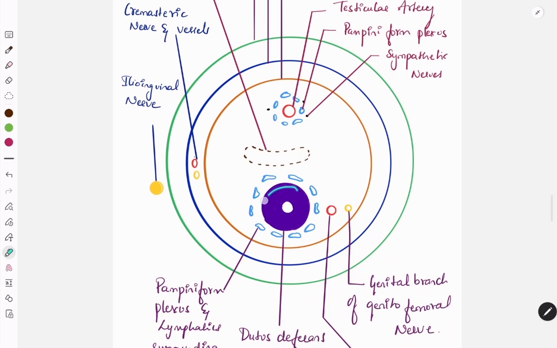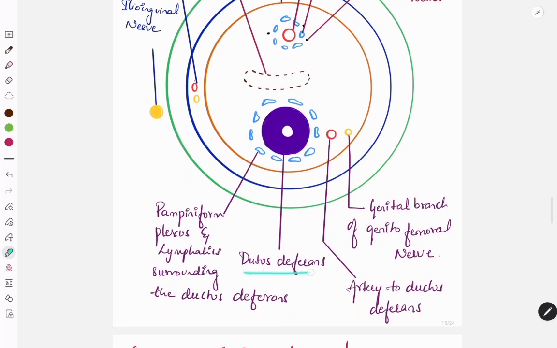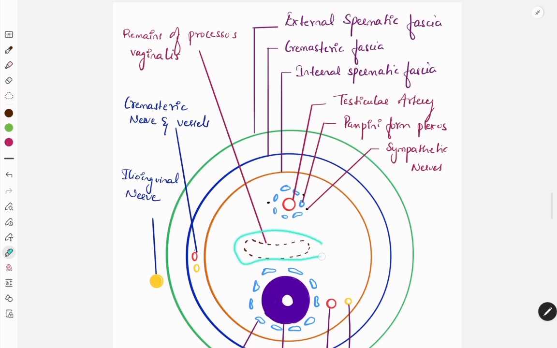So now this is your ductus deferens. And the veins, the pampiniform plexus and the lymphatics surround the ductus deferens. Then we have the artery to ductus deferens, as you can see, and here you have the nerve, that is your genital branch of genitofemoral nerve. This part is nothing but the remains of processus vaginalis. This one artery we have finished, that is lying close to the ductus deferens.